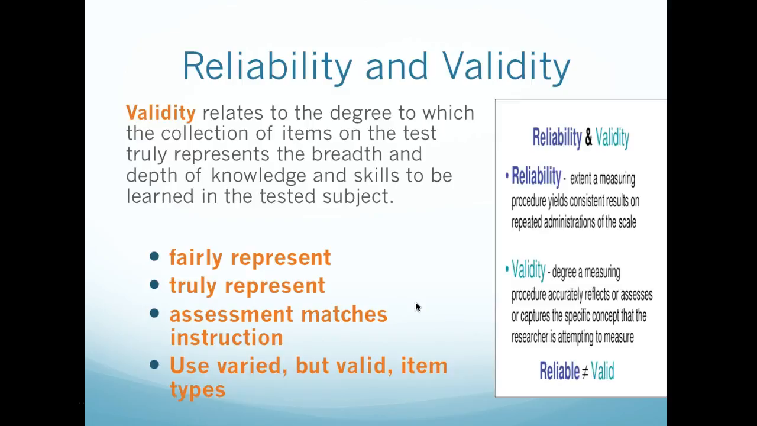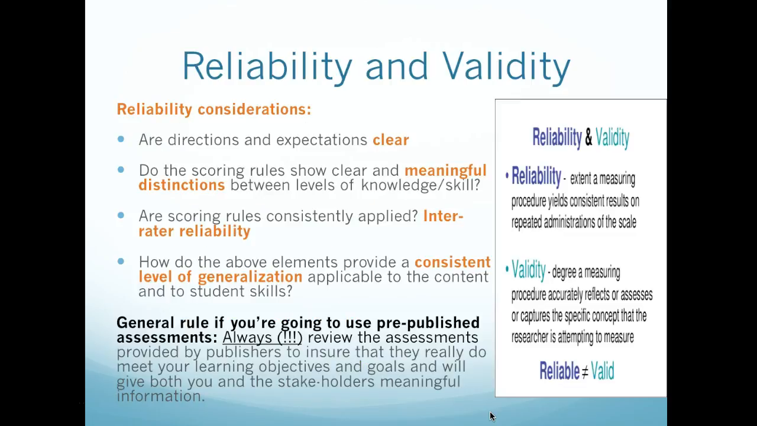So validity, I'll look at the right side in the inset here. It is the degree to which a measuring procedure accurately reflects or assesses or captures the specific concept that the researcher is attempting to measure. Reliability and validity are not the same. Validity has to do with meaning and congruence. Reliability has to do with the extent to which a measuring procedure yields consistent results on repeated administration of the scale. So we talked about inter-rater reliability with the rubric: if you give it to another person, will they get similar results to you given the same piece of student work?